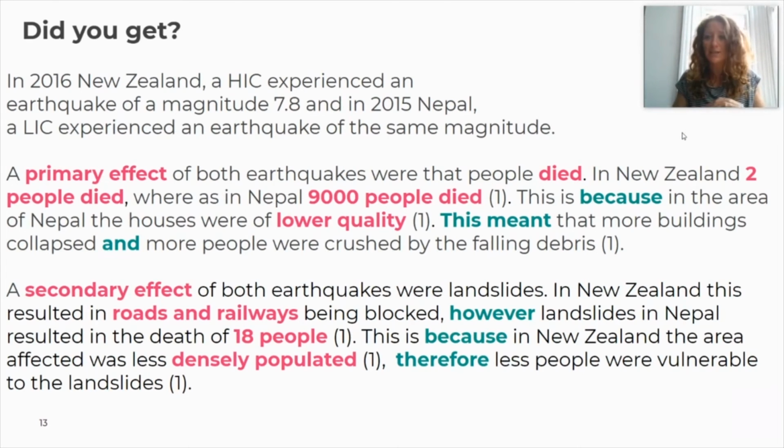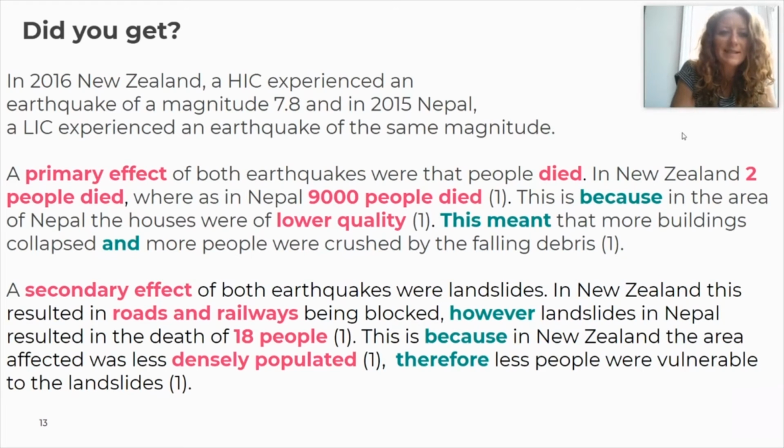Now, if you need to make any changes, then don't worry about it. This is just practice. But let's go through it, as I say, in the order that I created it in. So what I wanted was 3 paragraphs. One that was an introduction, one that talked about primary effects, and one that talked about secondary.